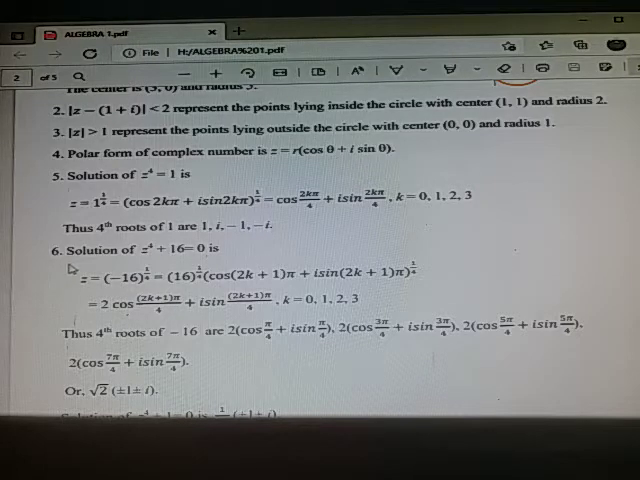This is minus 1. And the solution of z to the power 4 equal to minus 16, or you may write, minus 16 whole to the power 1 by 4. So here also we are applying De Moivre's theorem. So 16 we have taken out, then minus 1. Minus 1 is cos pi plus i sin pi. So 2k pi plus pi, it is 2k plus 1 times pi. And then we are dividing by 4 and placing k from 0, 1, 2, 3. This is the same thing.